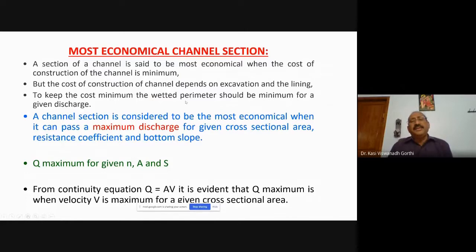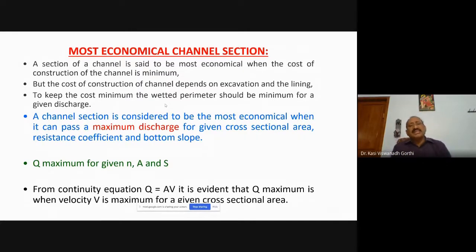What do you mean by this wetted perimeter? By definition, wetted perimeter is the length of the channel boundary in contact with the flow. In contact with flow means the bed of the canal and the sides of the canal. If the total length of the bed and sides of the canal, which is called the wetted perimeter, is minimum, then the contact of the water with the surface of the bed and sides of the canal would be minimum. If that is minimum, naturally the losses would be minimum. So to keep the cost minimum, the wetted perimeter should be minimum for the given discharge.